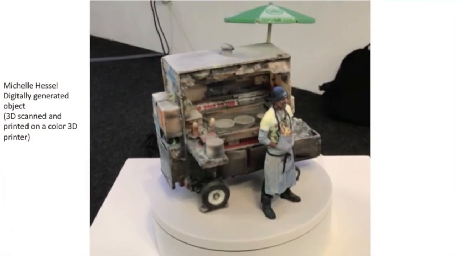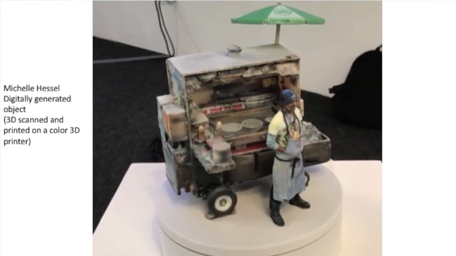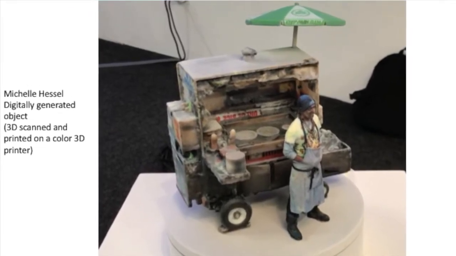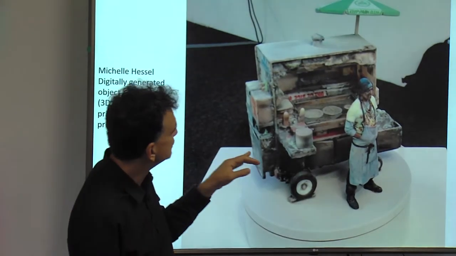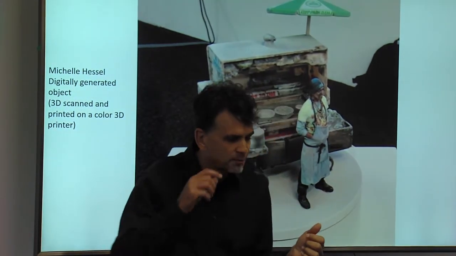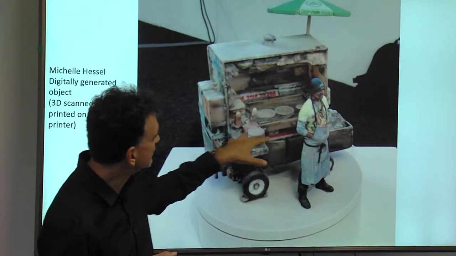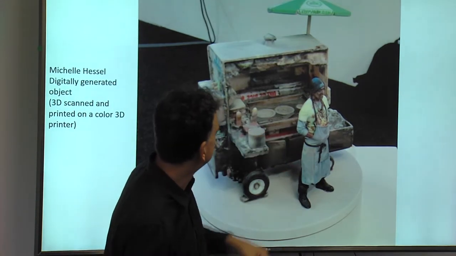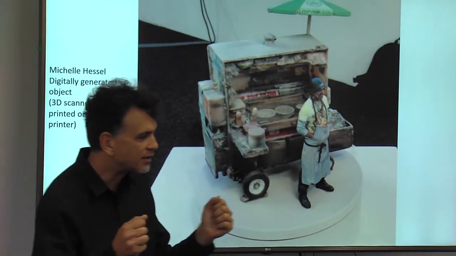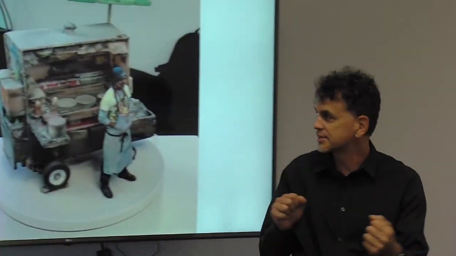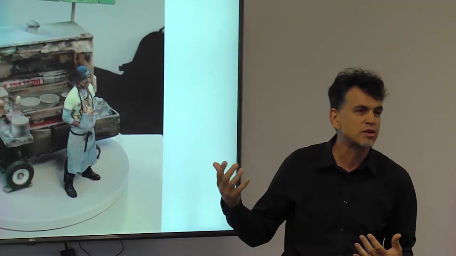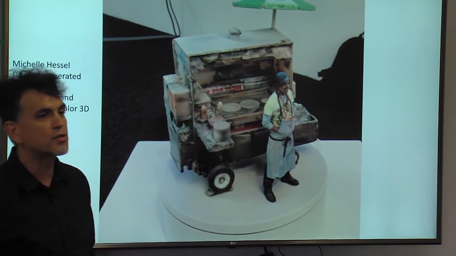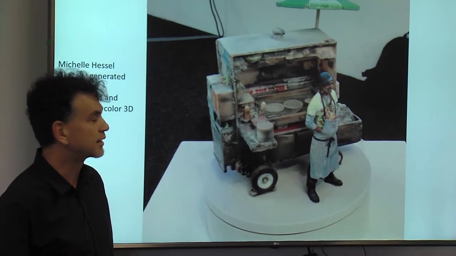On the other hand, something like this. This is done by a student who was going to NYU, Michelle Hassell. And this is a digitally generated object. What she did is she took a scanner attached to an iPad and went around this guy who was in the streets of New York City in Brooklyn, serving halal food, and got this full color scan of him that was turned into a 3D model by digital processes, and then printed it with a color 3D printer, kind of a crappy one.